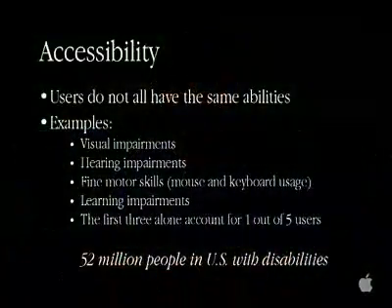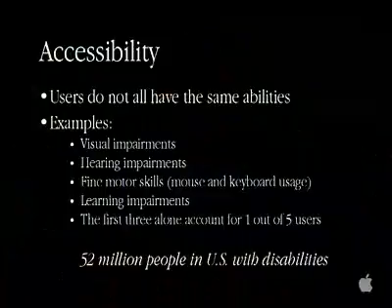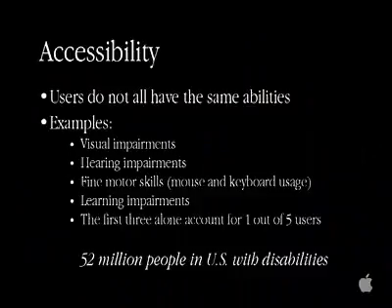And the final principle that I want to mention is accessibility. Users don't all have the same abilities. If you see the list here, visual impairments, hearing impairments, difficulty in performing fine motor movements, those three alone account for roughly 1 out of 5 users. 20% of users, or would-be users, have difficulty in one of those areas. And in addition, there are people with learning impairments. You can support them in large part by following the guidelines, because a well-organized interface will help people who have learning difficulties.